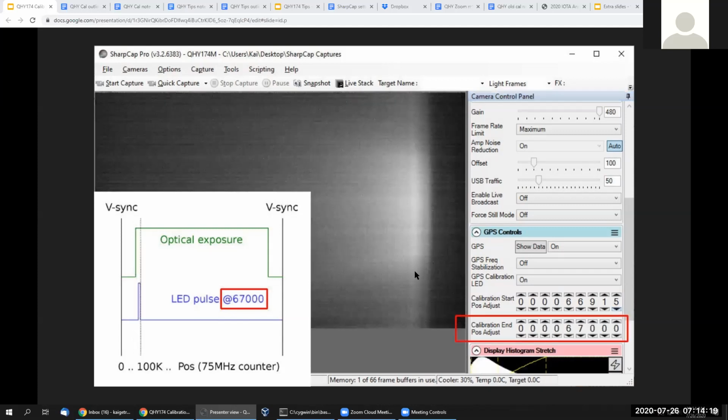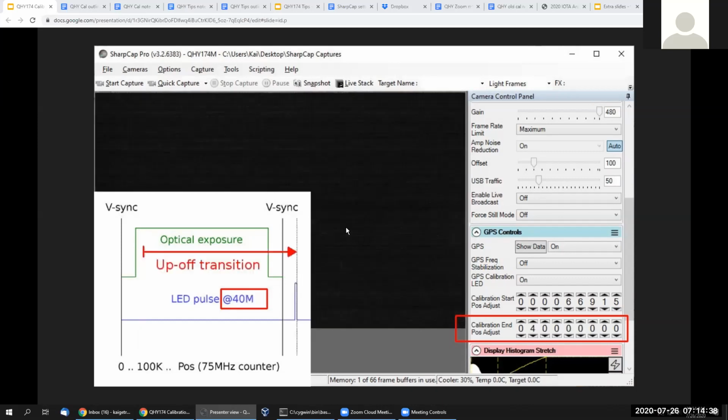Then we repeat for end pause, but we do sort of do the opposite. We start with an end pause that's fairly low, just above our start pause, because for consistency, we want to increase the counter so that we're approaching it from a consistent direction. Since I now have to go across all of the exposure, I might have to increase it fairly big from 67K. In this case, I'm up to like 40 million here. But again, I'm going to hit a transition where the LED goes off this time. So now when I move the counter up, I'm going off. So the up-off transition is end of exposure.